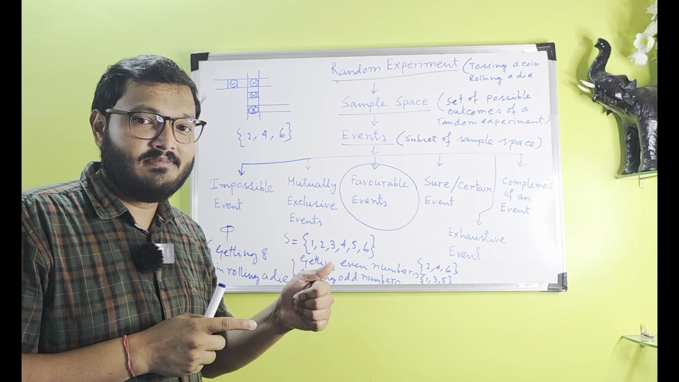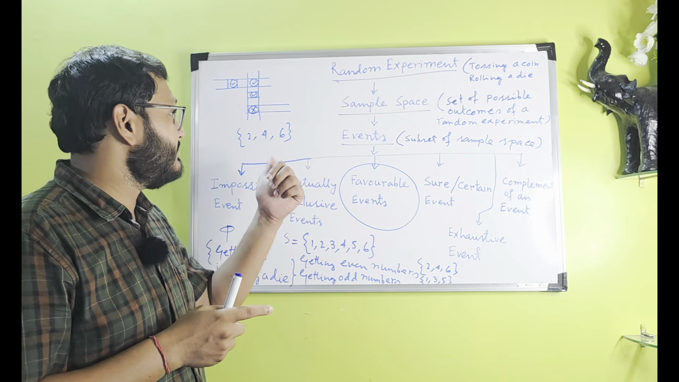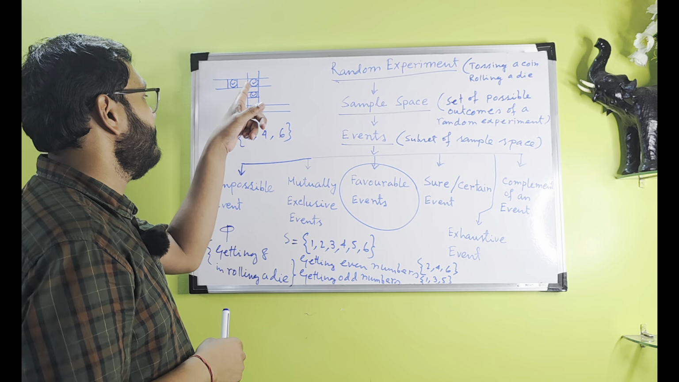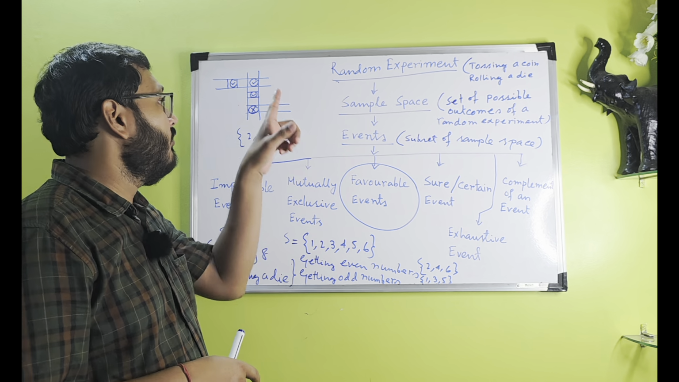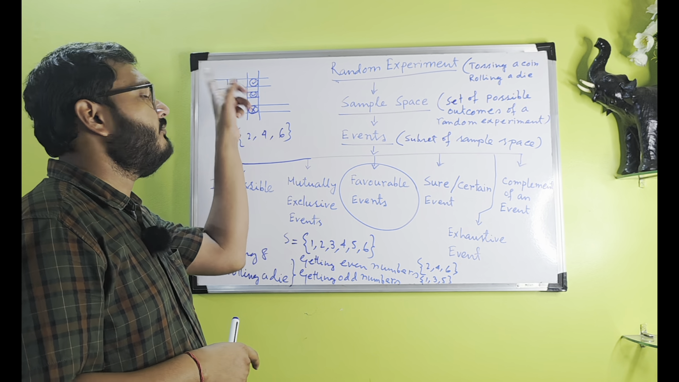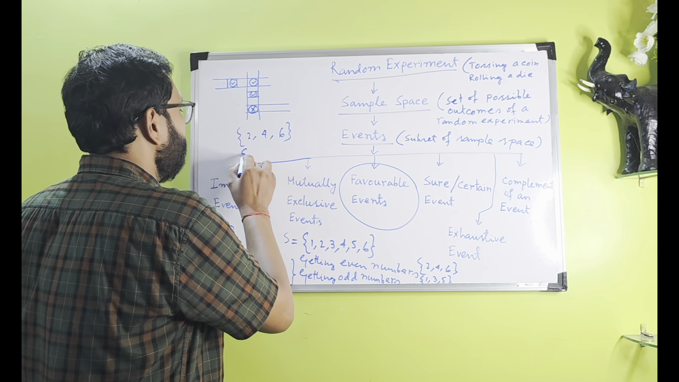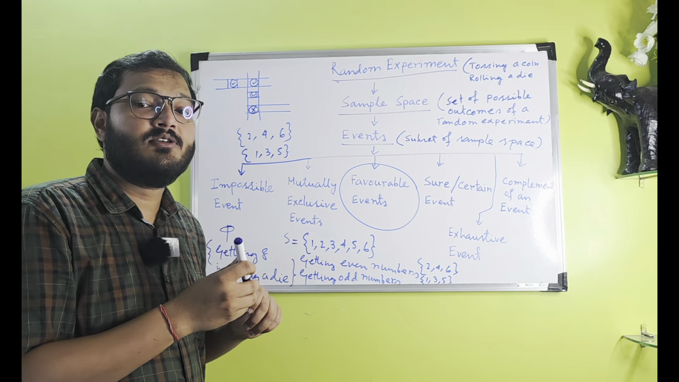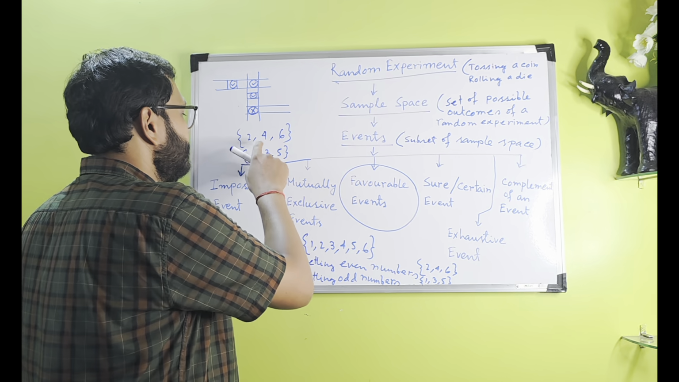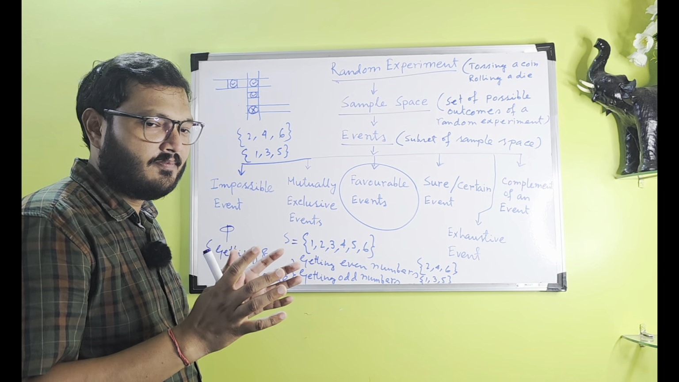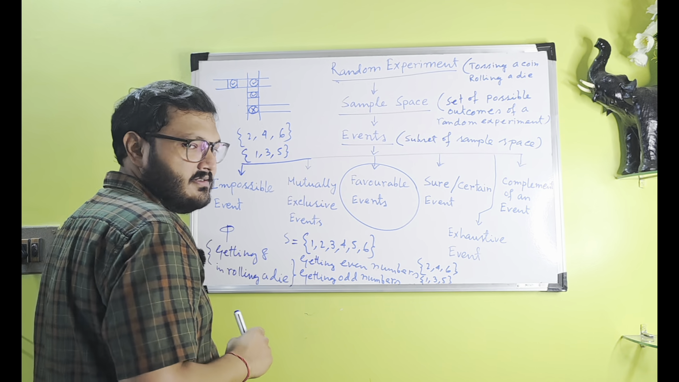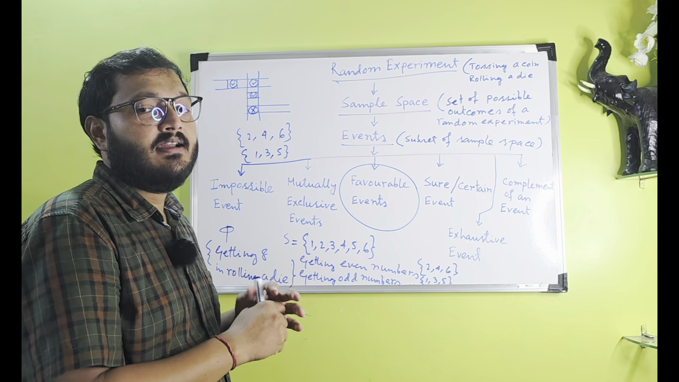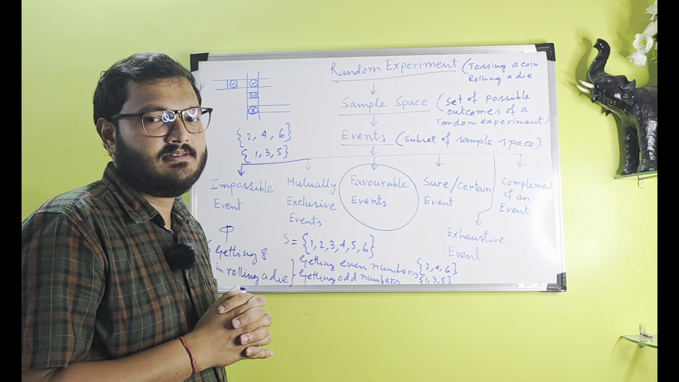At the same time, your opponent is saying, no, God should not give him 2, 4, 6. You give him either 1 or 3 or 5. So this is your opponent's wish. So what will happen? We don't know. But this is your wish. So this set is your favorable event.